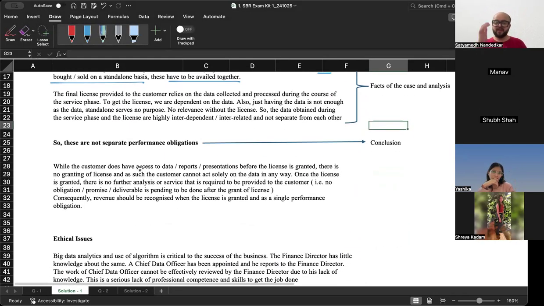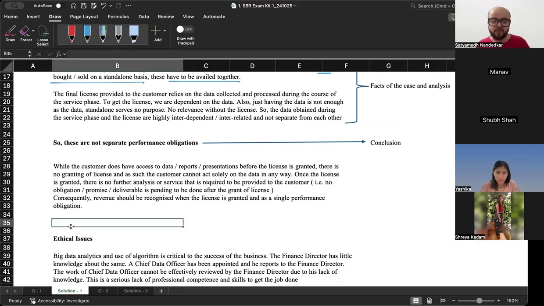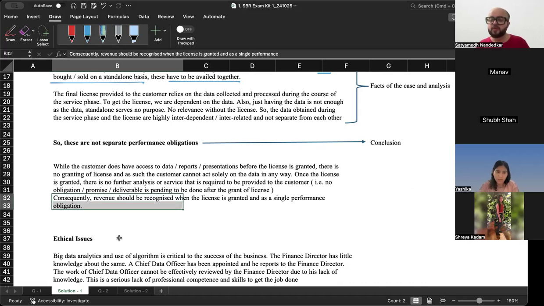while the customer does have access to the data or reports before the license is granted, there is no granting of license, and as such, the customer cannot act solely on the data in any way. The license is given to you after the entire survey is complete. Once the license is granted, there is no further analysis or service provided to the customer. That is, no obligation, promise, or deliverable is pending after the grant of the license. Consequently, revenue should be recognized when the license is granted and as a single performance obligation.